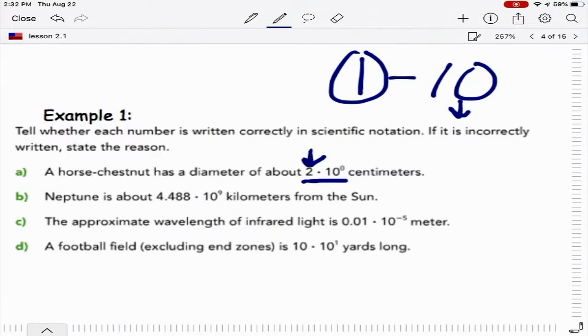And then times 10, right? It's always times 10. And even 0 is an integer. So yes, actually this is written correctly. Right? Let's try the next one. Neptune is about 4.488 times 10 to the 9th power kilometers from the sun.